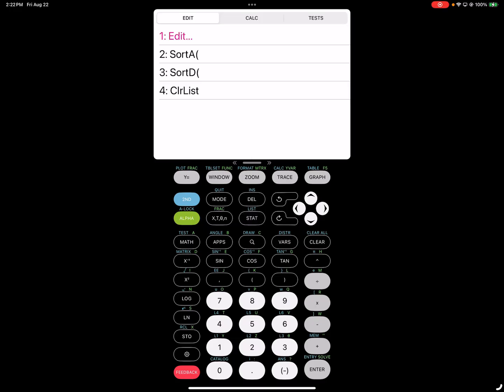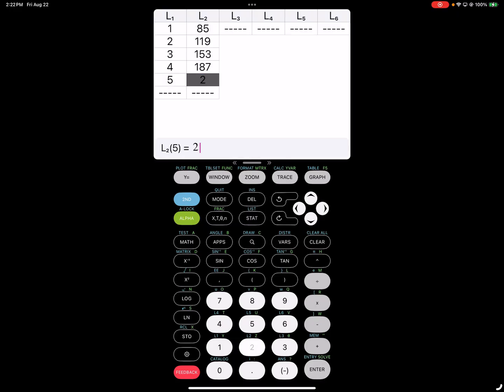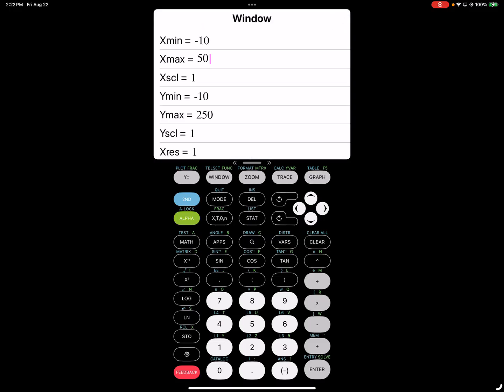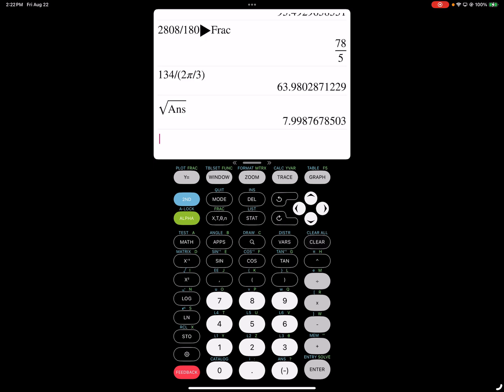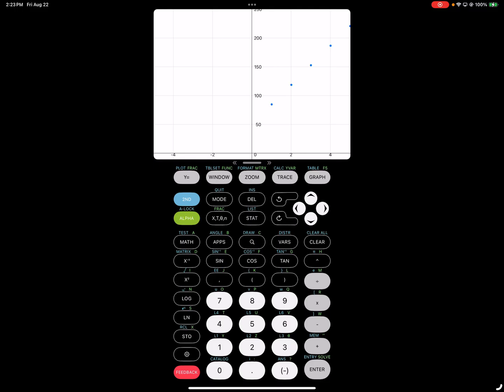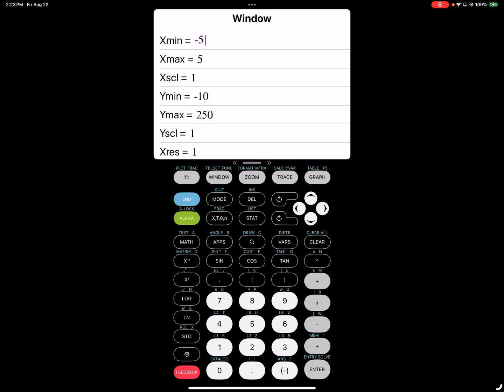Why are you not showing the graph? I did not save that. There we go. Okay, so I'm just showing you the graph on this graphing calculator real quick. Once I figure it out. Let's just show this. We'll go like that.